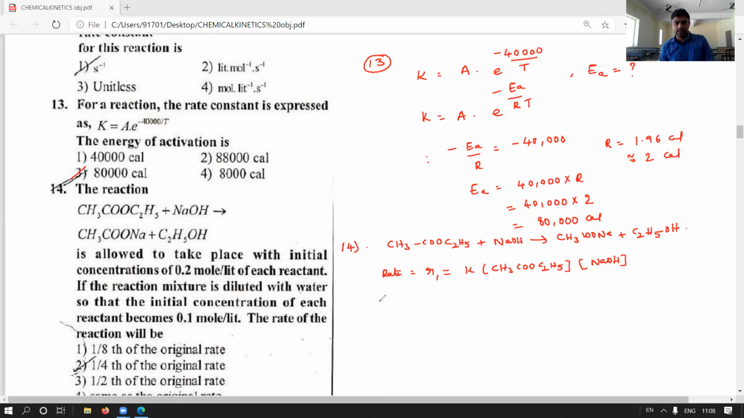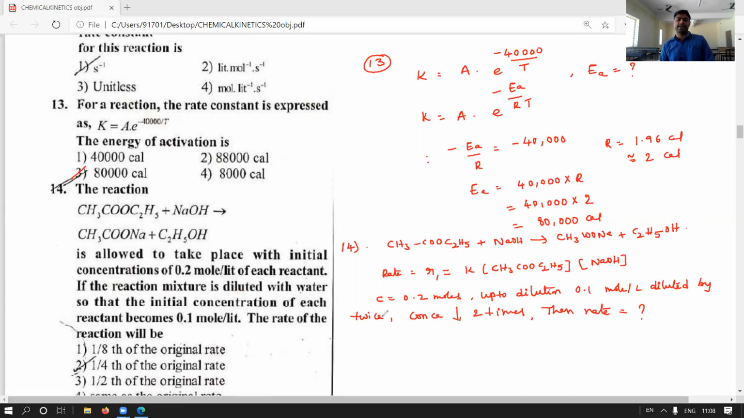Initially they gave a concentration of 0.2 moles. Then upon dilution it becomes 0.1 mole per liter, meaning diluted by twice. Diluted by twice means its concentration decreased by 2 times. Then what happens to the rate? They asked how many times the rate is decreased compared to the original rate of the reaction.